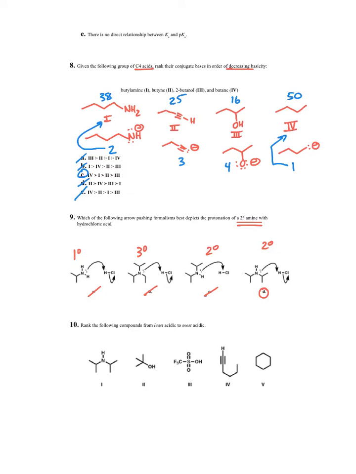So question 10 is asking, rank the following compounds from least acidic to most acidic. So this is basically a functional group pKa question. Let's identify the functional groups first. So our functional groups, we have an amine, we have an alcohol, we have a sulfonic acid, we have an alkyne, and we have an alkane. So you'll look on your pKa table, you'd find that an amine is 38, alcohol is about 16, sulfonic acid, -12, alkyne, 25, and alkane, 50.